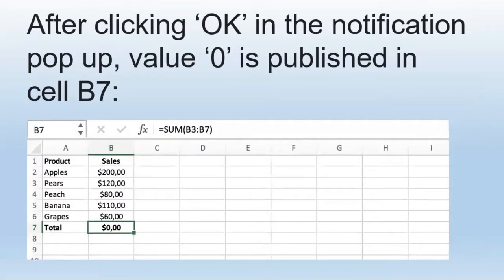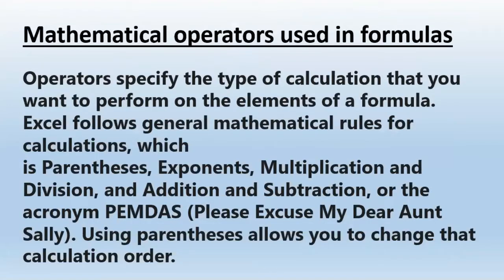Okay, now after clicking OK in the notification pop-up, the value 0 is published in cell B7. Why is it published in B7? Because we required the result from B2 to B6. We have to calculate the values from B2 to B6 and the answer would be written in cell number B7. So the answer does not come clearly when we do not write the correct cell values in the formula in the circular reference.